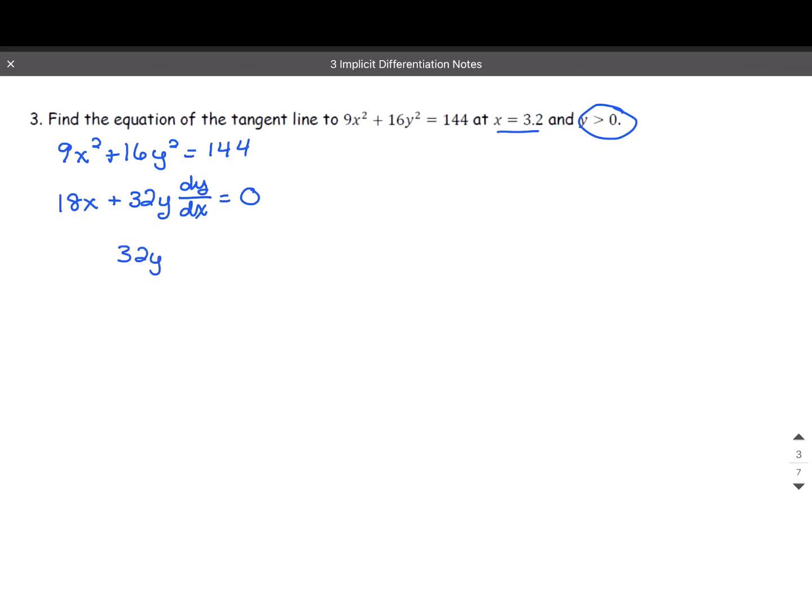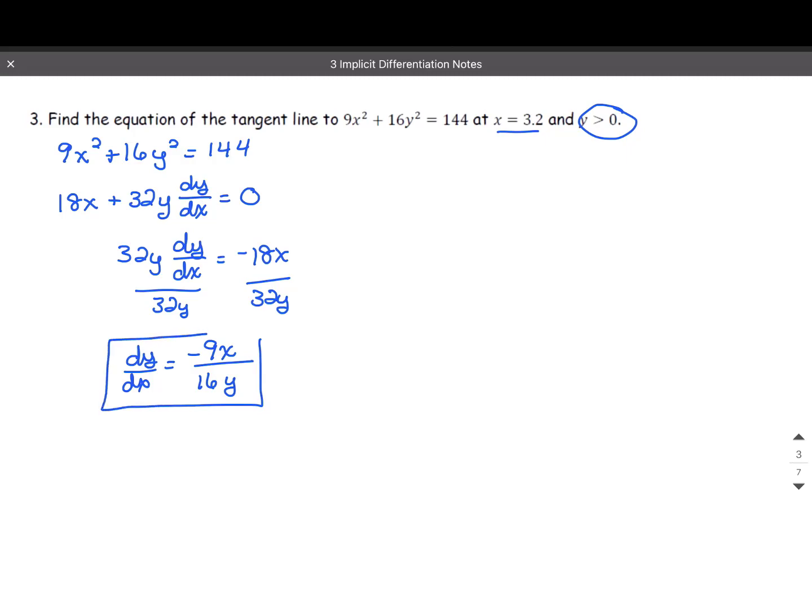So we first bring the 18x to the other side, so we subtract it. Then we're going to divide both sides by 32y, and we're going to simplify, right? So dy/dx is negative 9x over 16y. So here's my dy/dx, right?